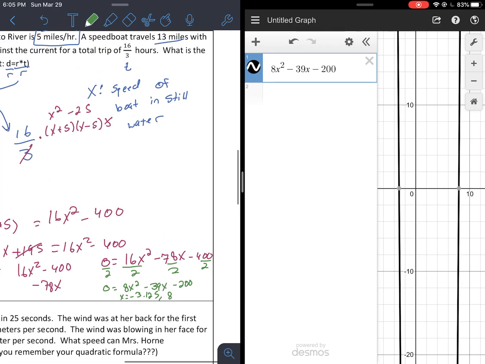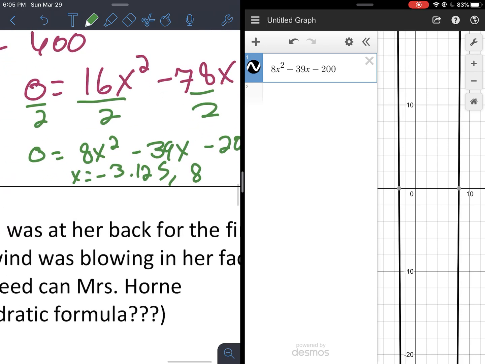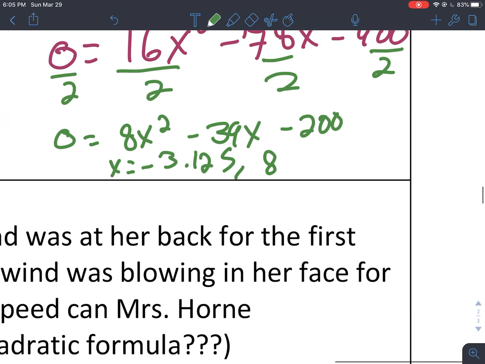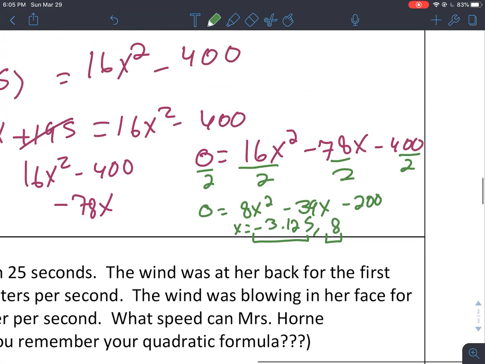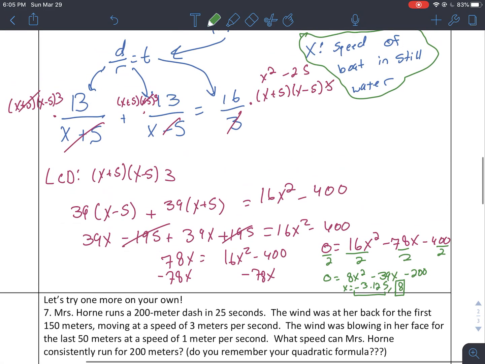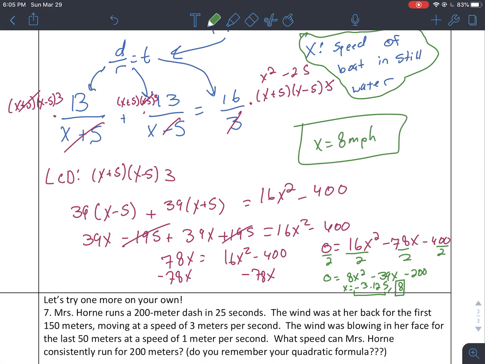So if we look at this, we go back to what was x. X was the speed of the boat in still water, right? So then we have these two different numbers, negative 3.125 and positive 8. Well, which one of those things can be speed? Speed is always positive. So then our final answer is going to be x is equal to 8 miles per hour. Okay, so slow boat, right? Not going very fast.